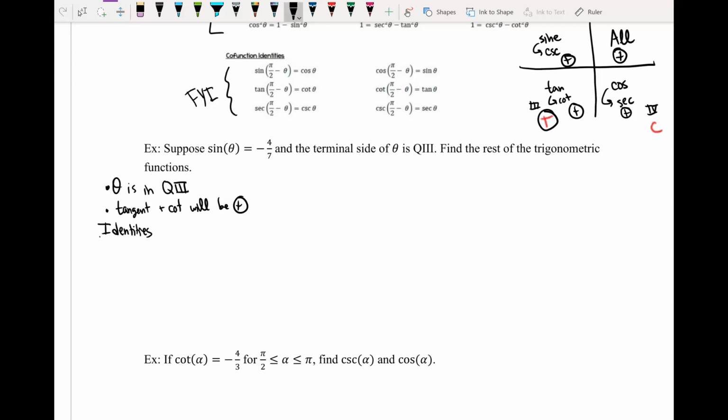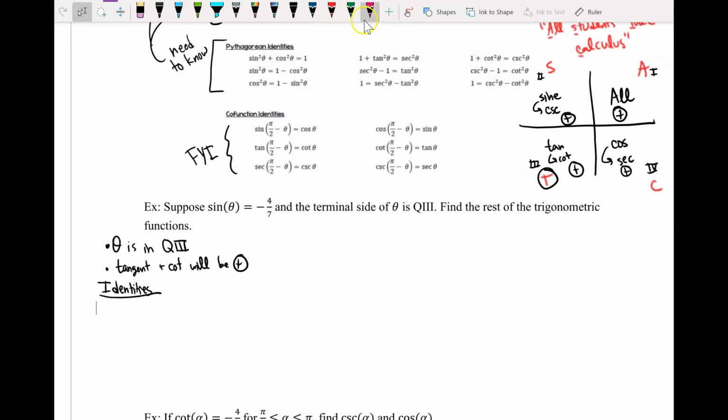Identities. All right. So let's go ahead and figure out, we know what sine is. We know sine theta equals negative 4 over 7. So let's try to figure out cosine. What I'm going to use is a Pythagorean identity. And in particular, since I'm solving for cosine, I'm going to move the sine over and use this guy.